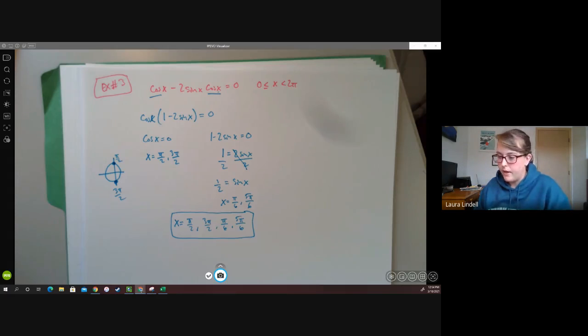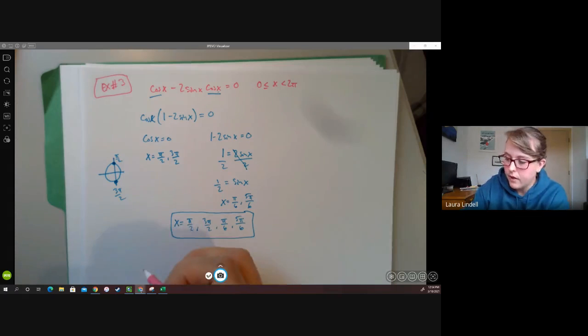We're going to do one more, and the last one that we're going to do looks kind of like this. It's the same idea. It's got factoring in it. Just a little bit more factoring, kind of like we did last week.